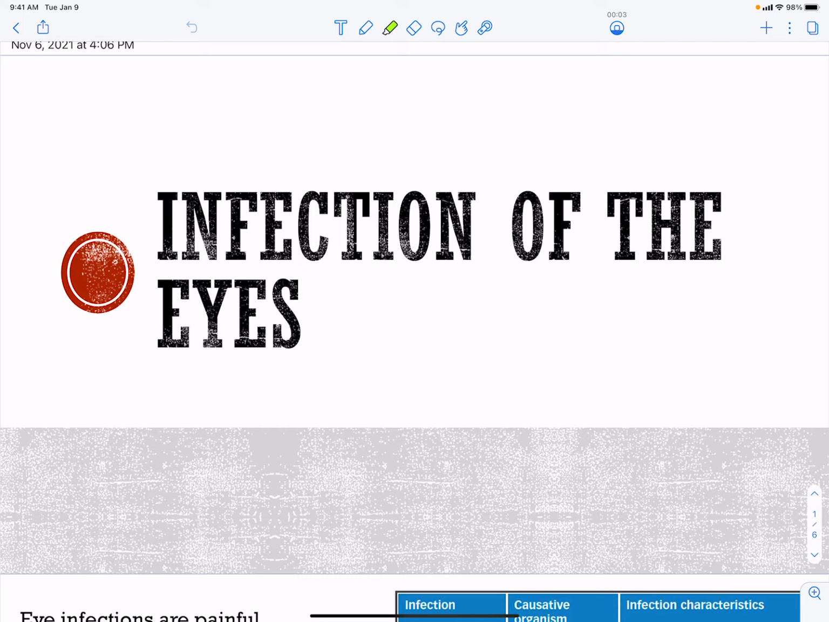All right, so now we're going to move into some infections of the eye. Some eye infections are going to be very common, pink eye, for example, and some are going to be very rare and often not in our country, but maybe imported from other countries.